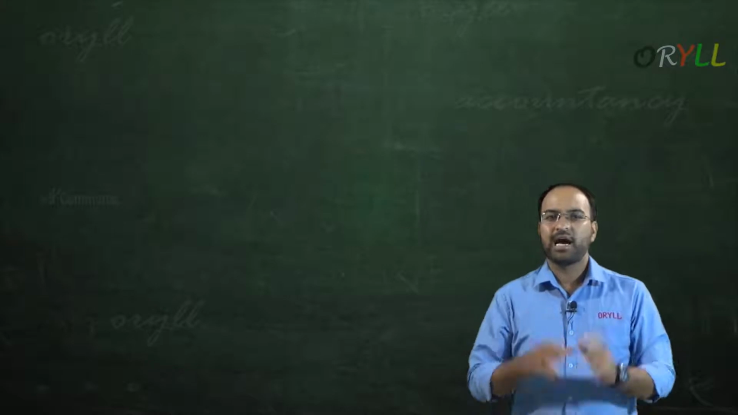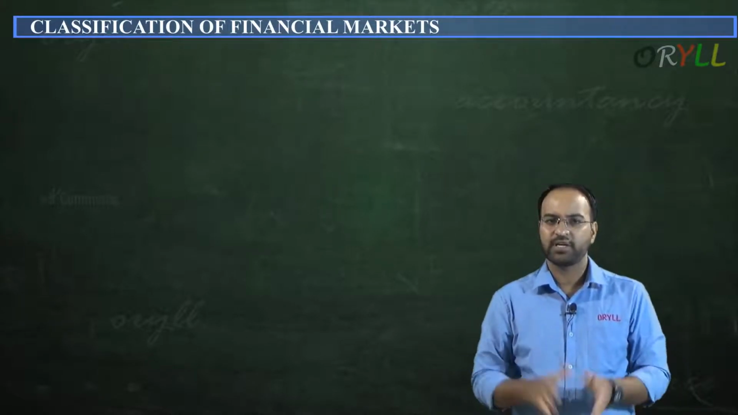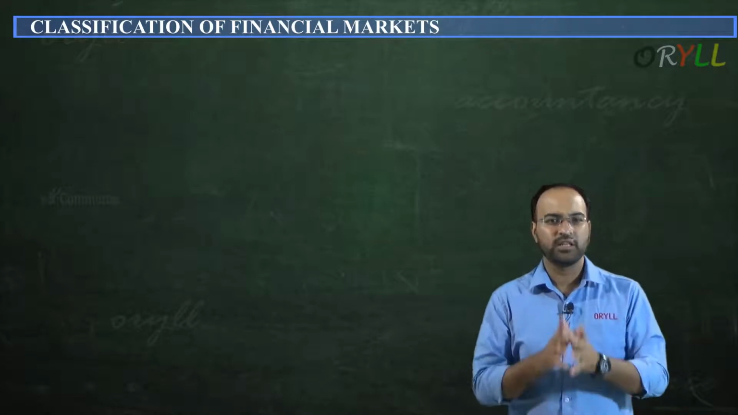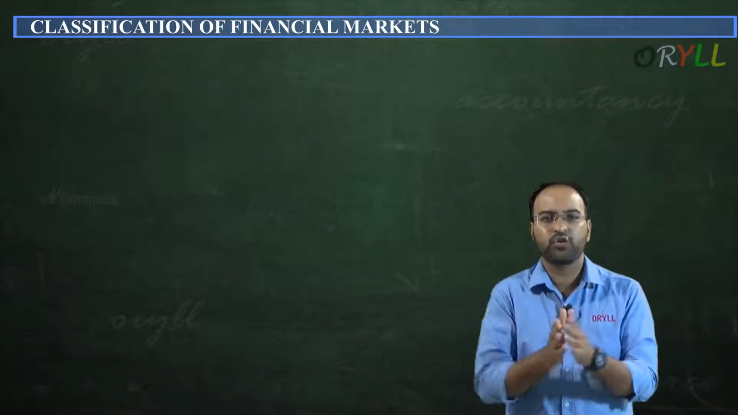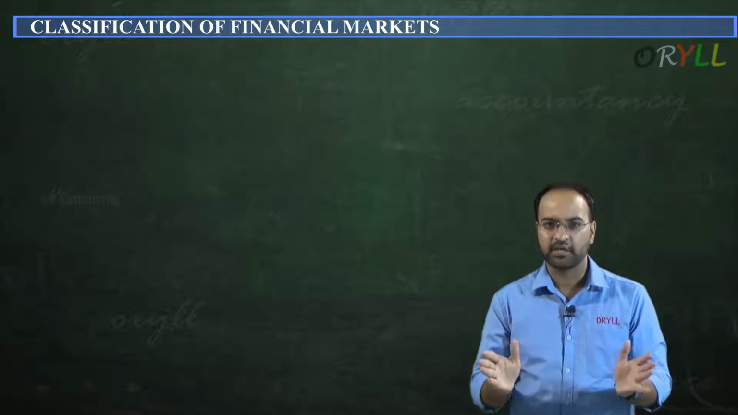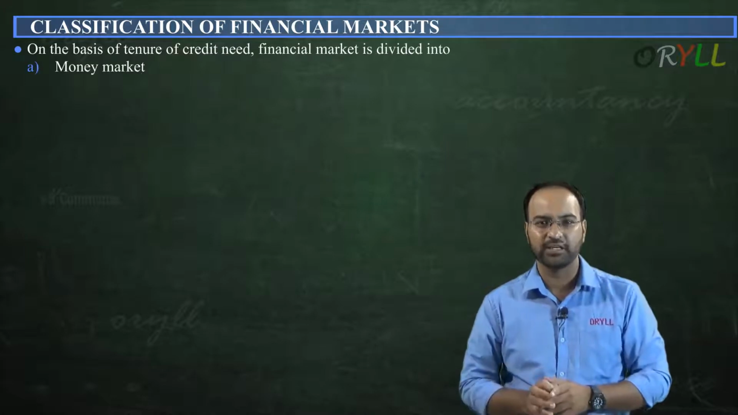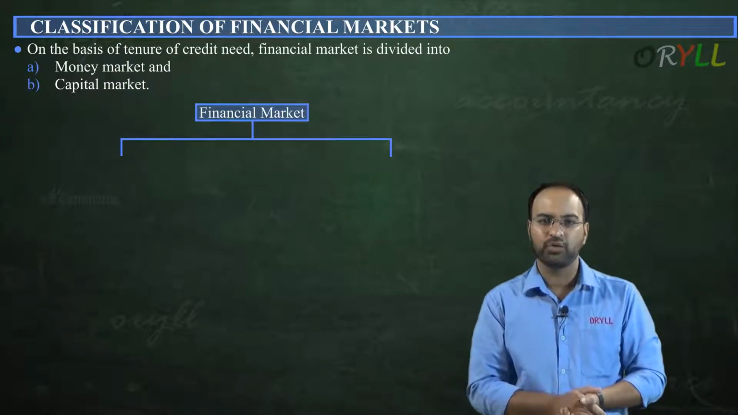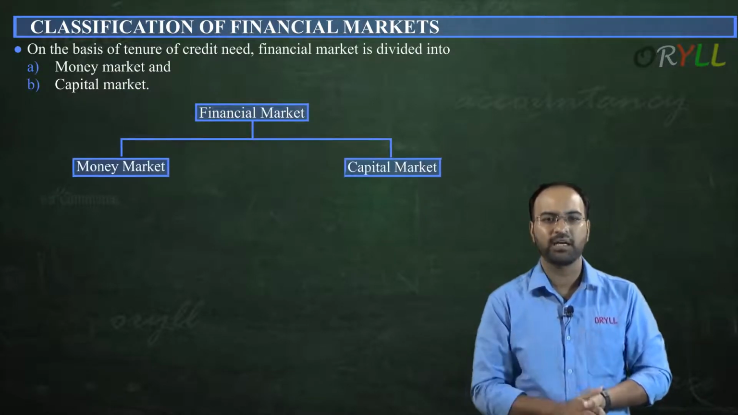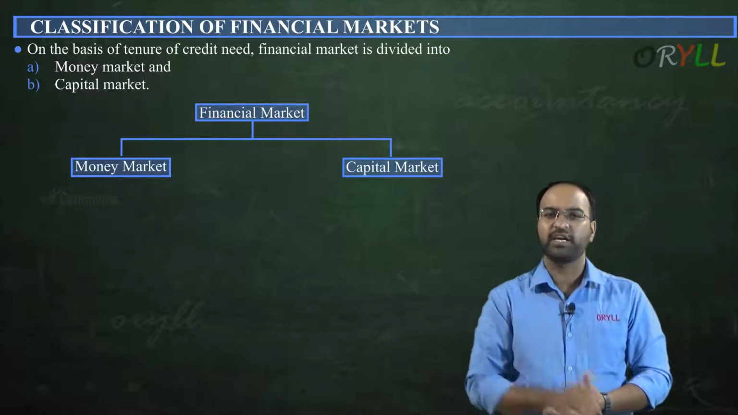Now, as I said, the next topic is classification of financial market. As I said, in this financial market we again have two sub markets. Yes or no? They are saying here, on the basis of tenure of credit need, financial market is divided into two parts: money market and capital market. Sir, what do you mean by this?